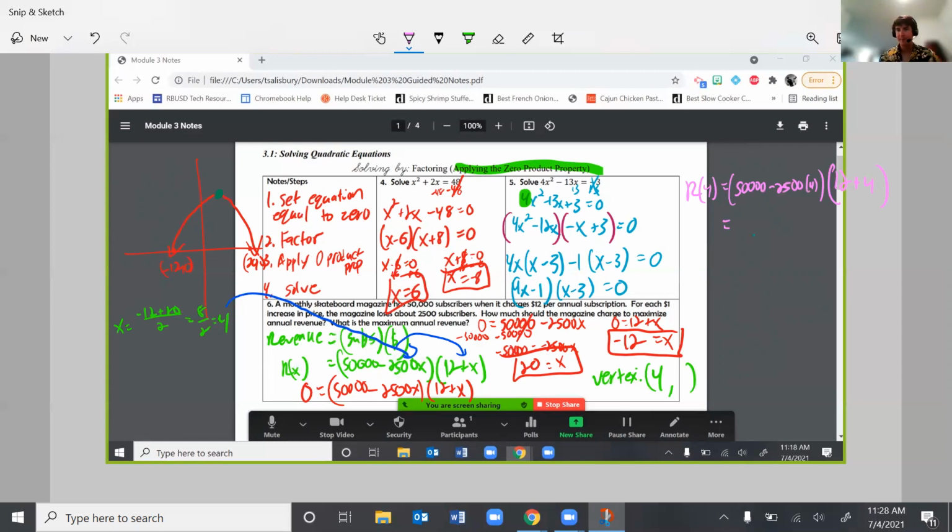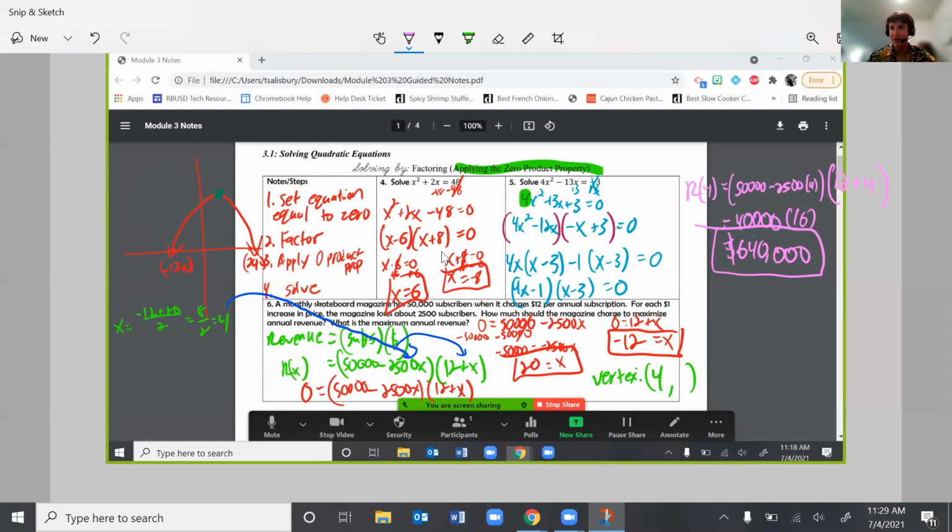So let's plug in the calculator. Let's do 50,000 minus 2,500 times 4. So 40,000 times 16, which means my maximum here is going to be $640,000. So that's my maximum revenue I can make, and that's from adding $4. So actually, the best price to maximize my revenue of this magazine is going to be adding $4, which will be $16 total. So you've got to lose some subscribers to make some money, I guess, which is kind of the nature of business.